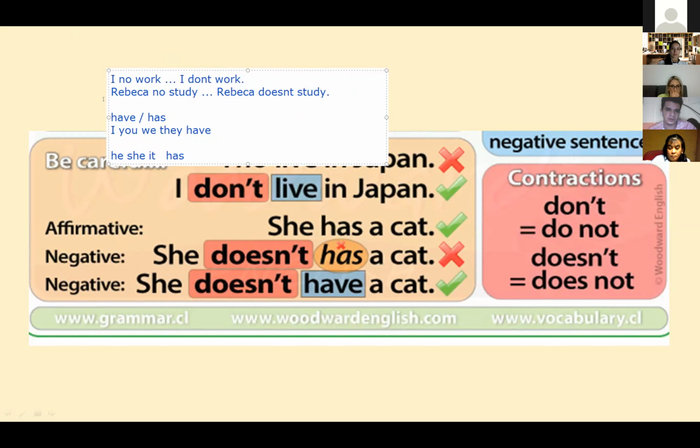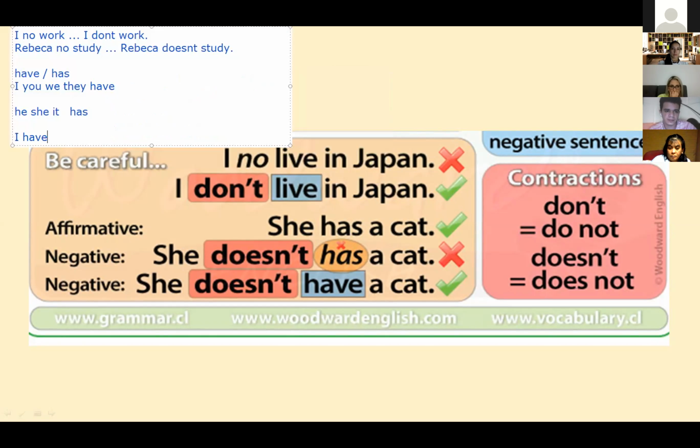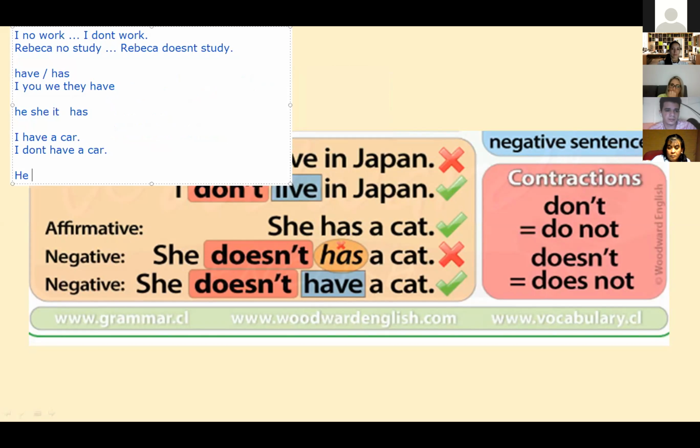But then we have negatives. So affirmative sentence, I have a car. Negative sentence, I don't have a car. But what happens if I say he has a car? This is the affirmative sentence. He has a car. But what is the negative? Negative is he doesn't have a car. So the verb changes. In the affirmative sentence, you use has, but in the negative sentence, you use have.